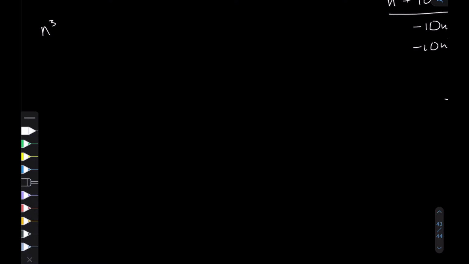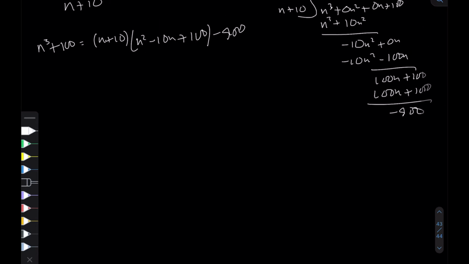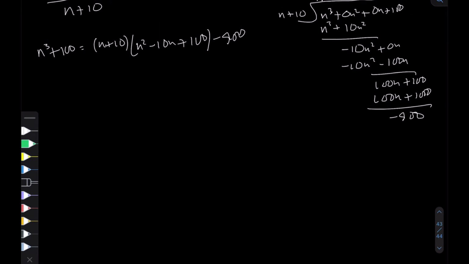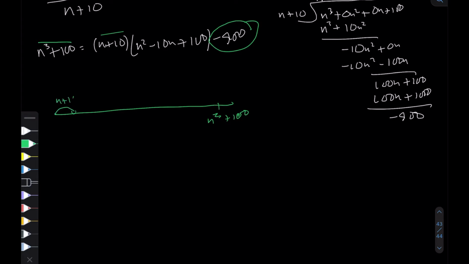In other words, n cubed plus 100 is n plus 10 multiplied with n squared minus 10n plus 100, minus 900. So when you divide n cubed plus 100 by n plus 10, you will be 900 away from reaching n cubed plus 100. So let's draw a number line. Let's say this is n cubed plus 100, and you are making jumps of n plus 10. You can think of multiples as jumps.